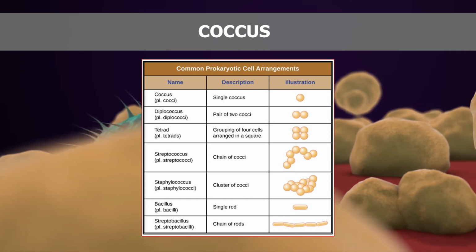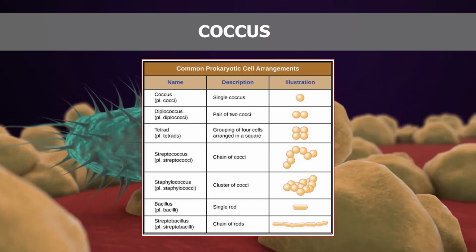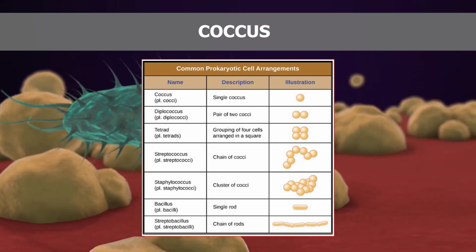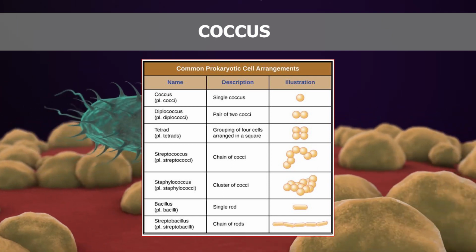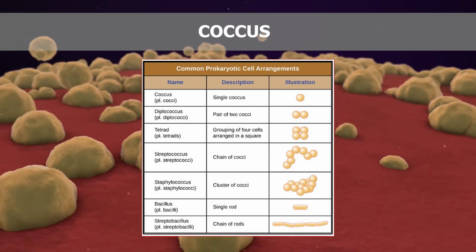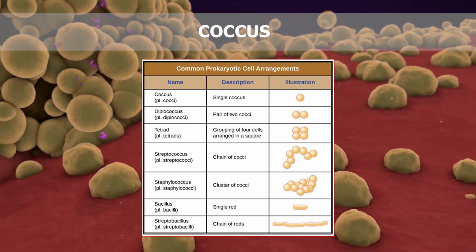Cocci are spherical in shape. We can further classify cocci into coccus, diplococcus, streptococcus, staphylococcus, tetrad and sarcina, according to how the cocci are arranged in groups. This slide also shows the same thing.